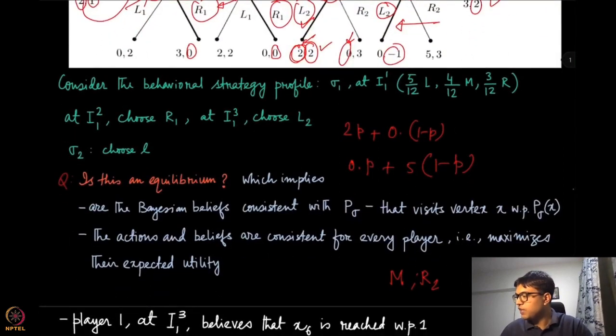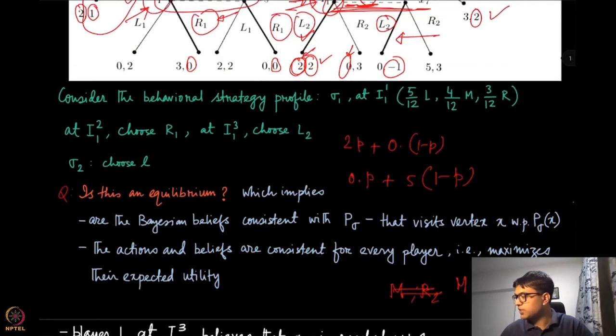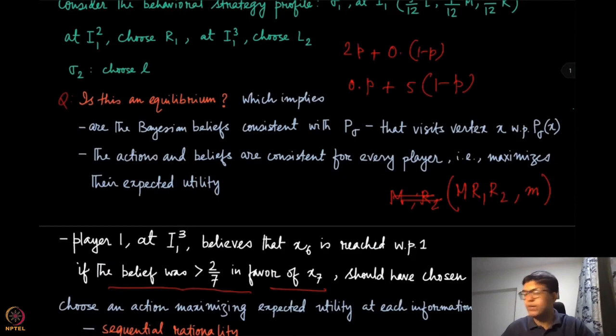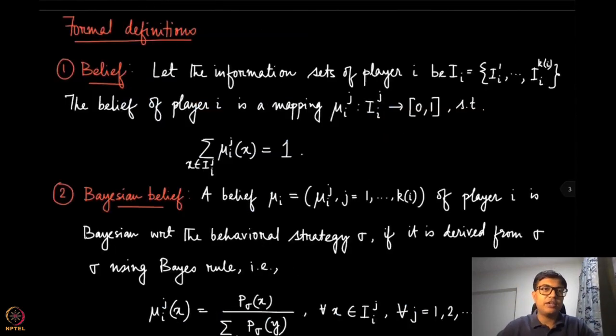So instead of MR2, because there are three information sets, we should write M, R1, R2, comma, the second player is just choosing M because it has only one information set. Do you see if this is an equilibrium or not? This one here, M R1 R2, comma M. So let us just define for completeness. We have already seen all of these notions in practice in that example. Let us formally define them so that we can also define the equilibrium notion in the IIEFG.